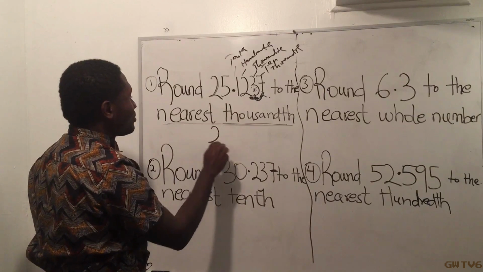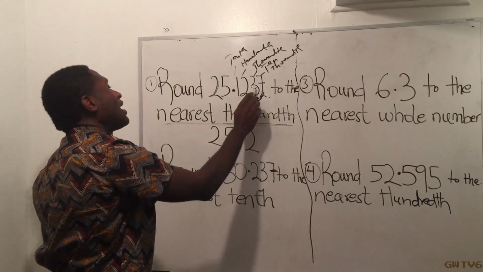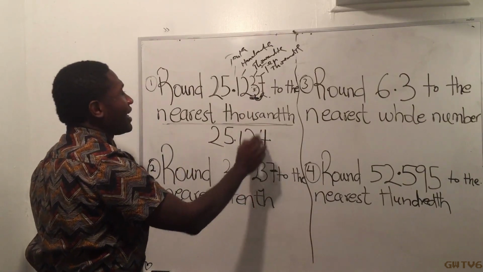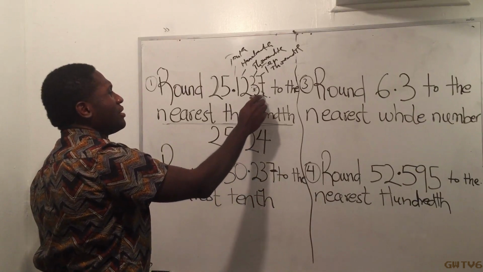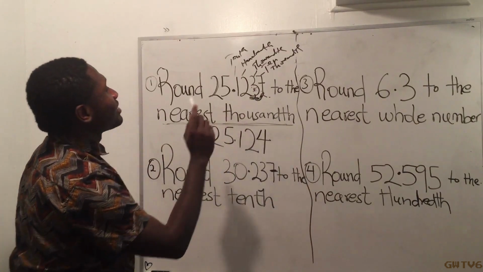So now I'm looking at 25.12. I said this 3 is going to go up to 4. So we count 4. And again, this just helped me figure out what my thousandth place was going to be. So once it helped me out, it's gone. So that is my answer right there.